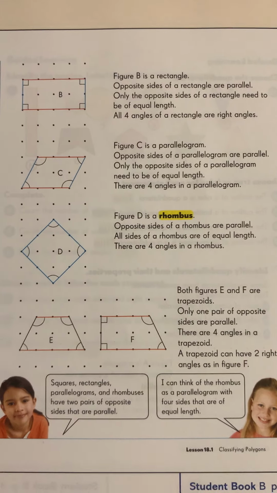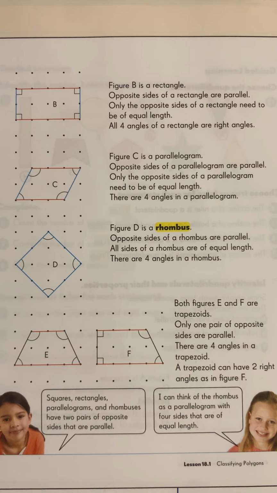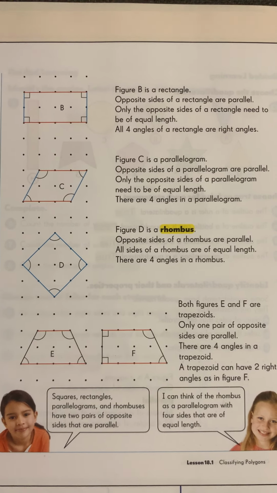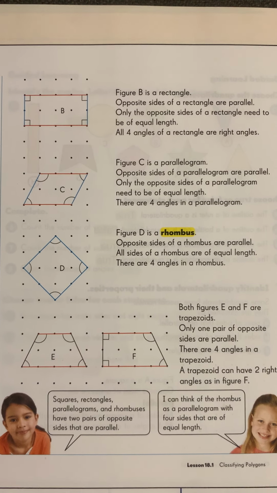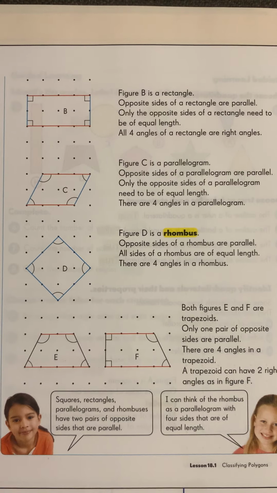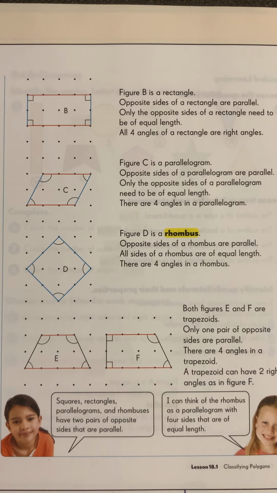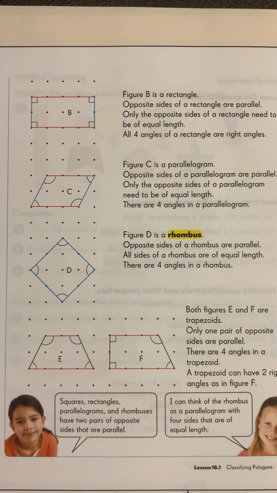Let's take a look at the next page. Page 313 in our student textbook. We're going to read it together. Figure B is a rectangle. Opposite sides of a rectangle are parallel. Only the opposite sides of a rectangle need to be equal length. All 4 angles of a rectangle are right angles.